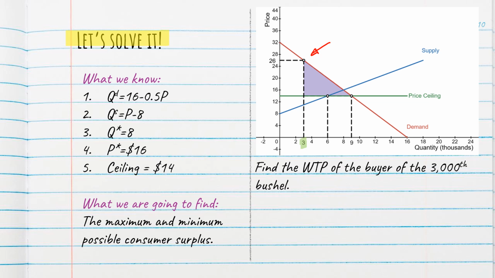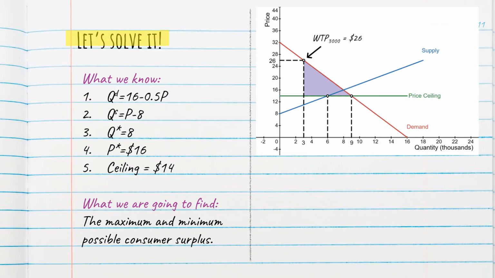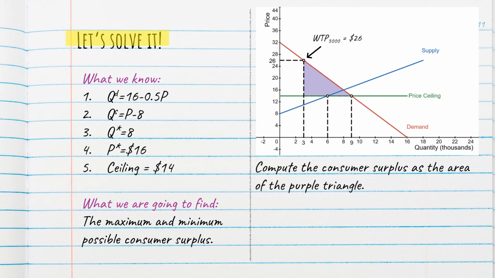Taking my demand and setting it equal to 3, I get 3 equals 16 minus 0.5p. If I start solving for p, I get 0.5p equals 16 minus 3, which is 13. Multiplying both sides by 2, I get that p is equal to $26. So that 3,000th buyer places a value of $26 on this bushel of sugarcane. Now that we have this missing value, we can compute the minimum possible consumer surplus as the area of this purple triangle. The math is fairly straightforward.